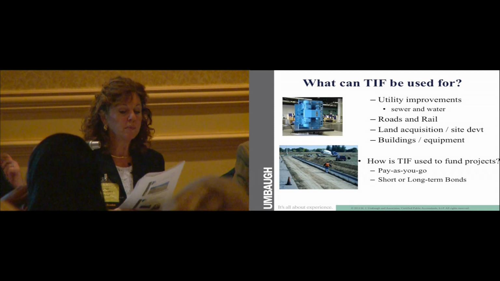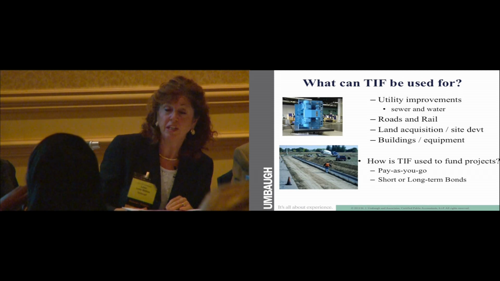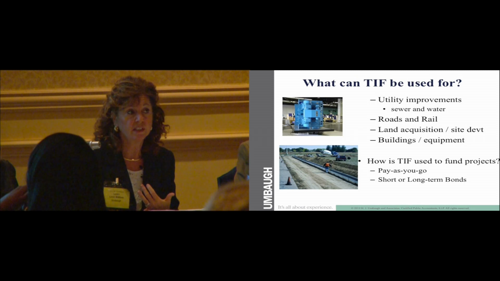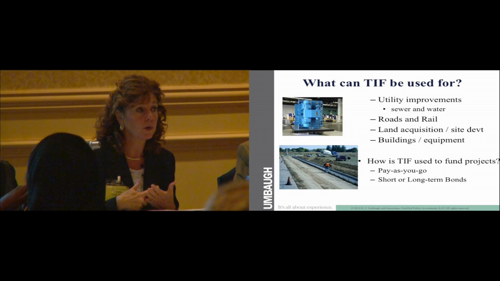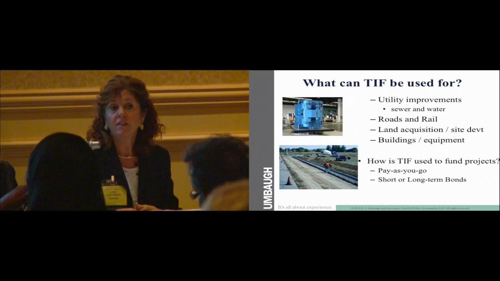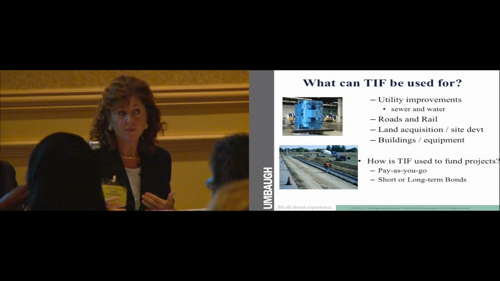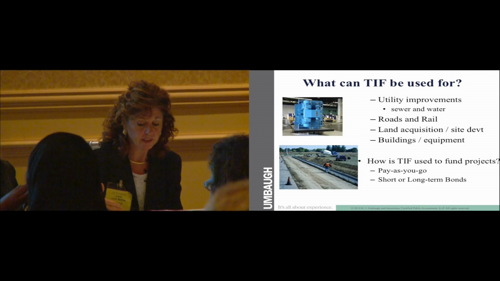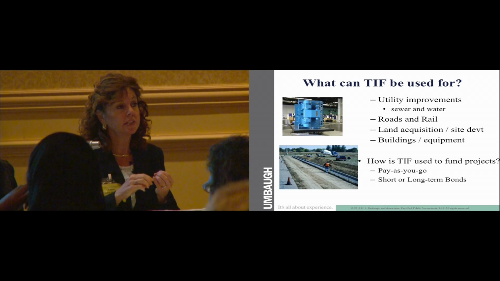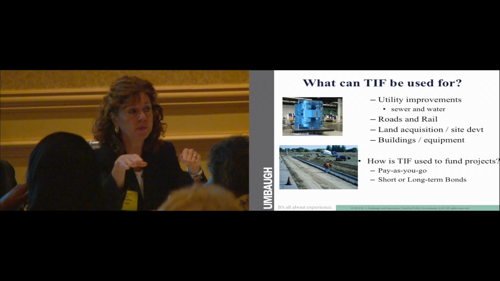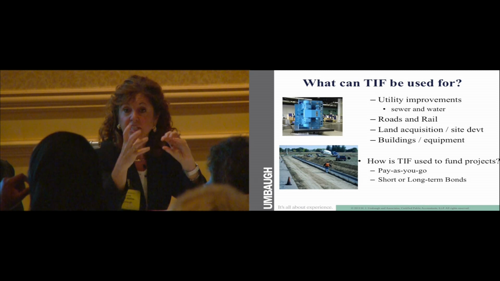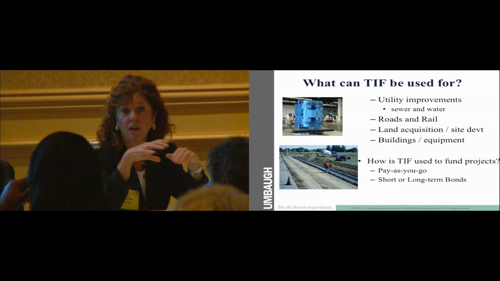And then I'm just going to hit on one more slide, which is what TIF can be used for. As I mentioned, it's very flexible, so it can be used to fund utility improvements, water and sewer improvements, roads, infrastructure, and land acquisition. It can even be used to help fund the building itself that a company would be building. TIF can also be used to fund projects either through a bond issue, where it's used to repay the bonds, or on a pay-as-you-go basis, which means as the TIF comes in, it's used on specific projects each year.